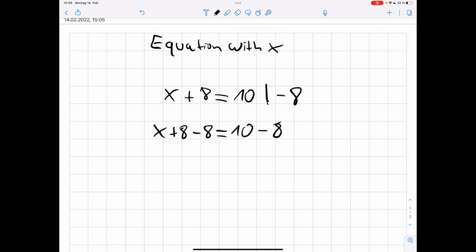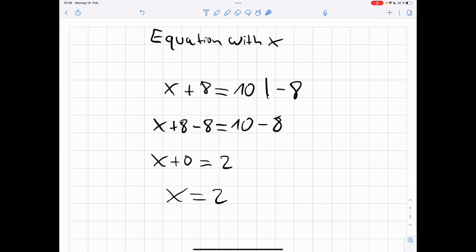And now we have the next line. How does the next line look? So we have x and 8 minus 8. This leaves us with 0. So plus 0 equals 10 minus 8. This is 2. And now, as I said, we have plus 0. This is the thing we wanted. Because plus 0, we can always just leave it out, because it doesn't change anything if you add 0. So now we have x equals, and you write down the old, and now we have our solution, right?